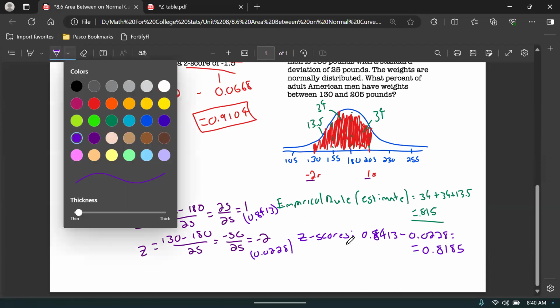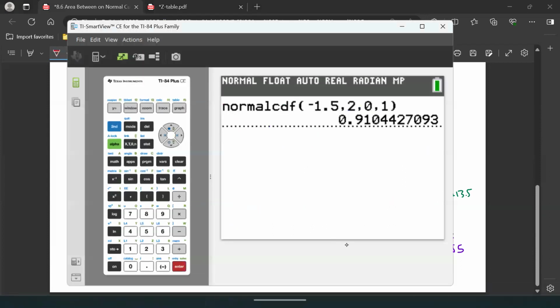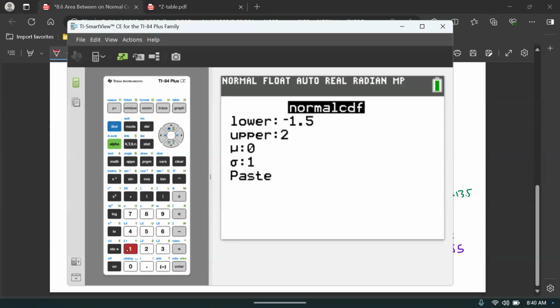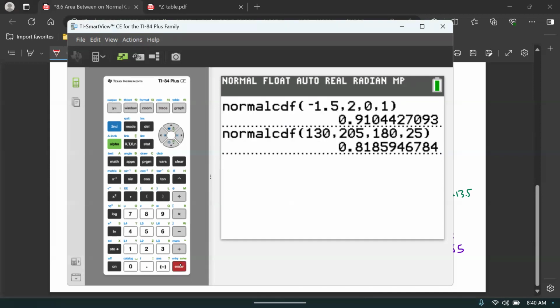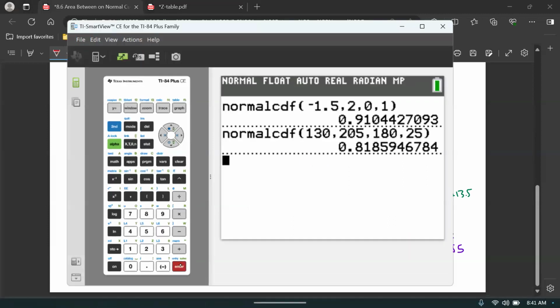And then finally, if you want to get the most accurate answer, we can use our normal CDF. On the calculator, normal CDF, our lower was 130, our upper was 205, our mean was 180, our standard deviation was 25. This is obviously going to be the fastest way of the 3. You get 0.8186, because it rounds.